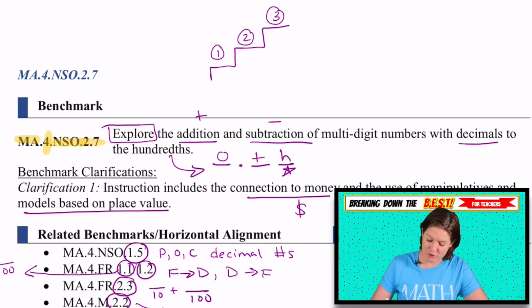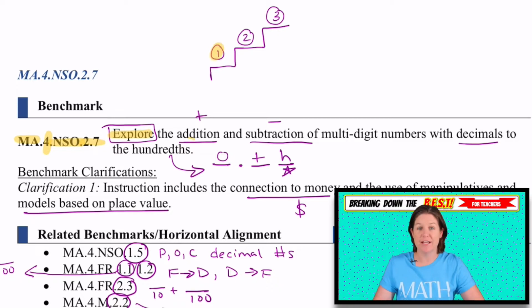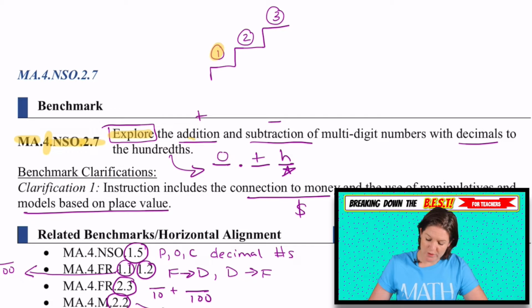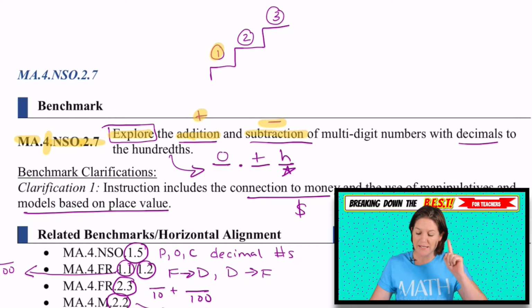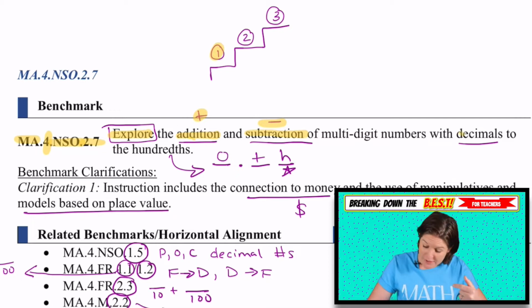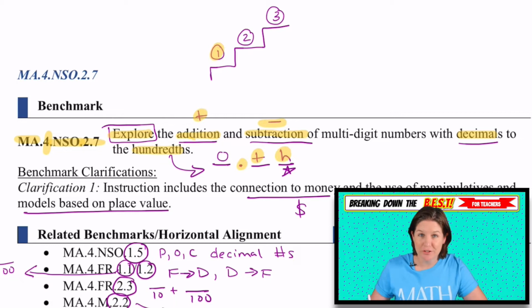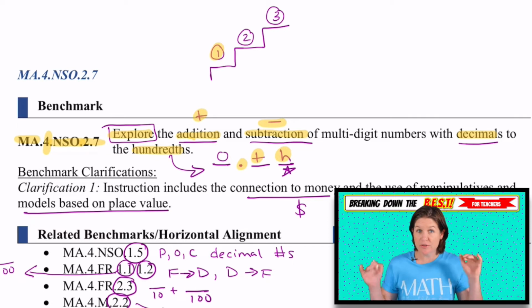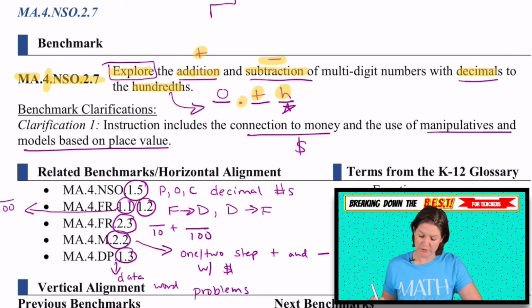So this standard says that students will explore, and that is the first stage, the exploration stage. So we're just getting acclimated to whatever it is that's right here, okay? We're going to explore the addition and subtraction of multi-digit numbers with decimals to the hundredths. So here's our decimal. That means we're working in the tenths and the hundredths place. We do not need to worry or concern ourselves with the thousandths place for 4th grade, just to the hundredths.